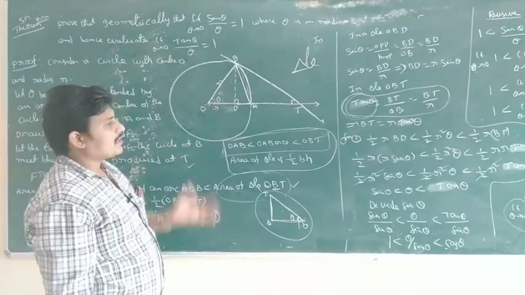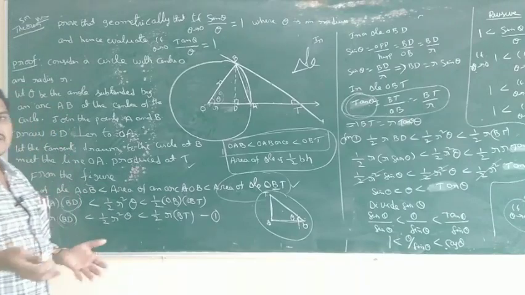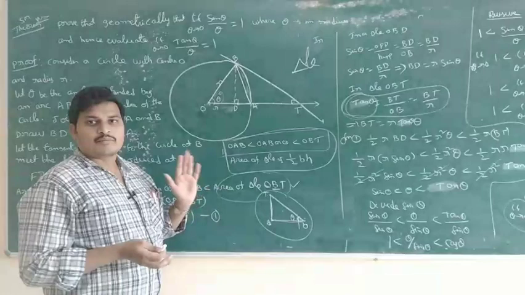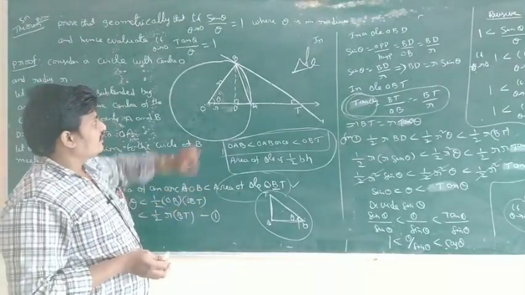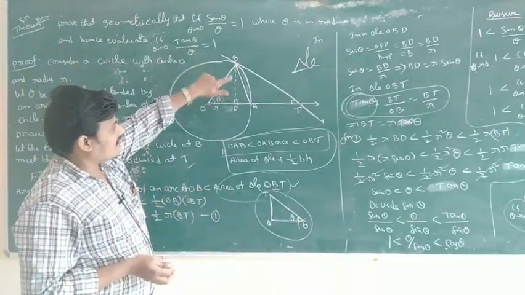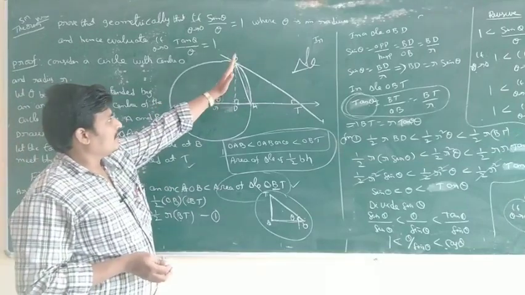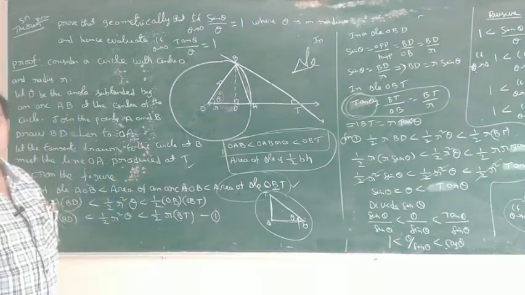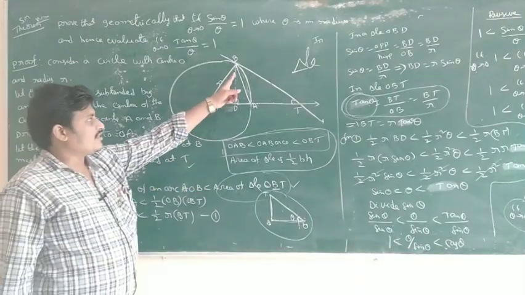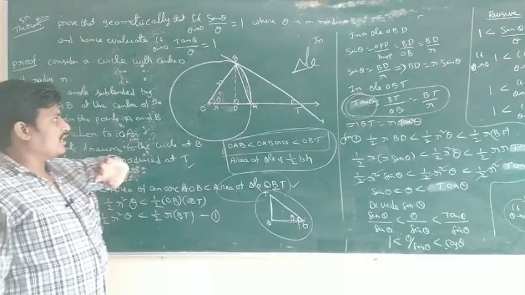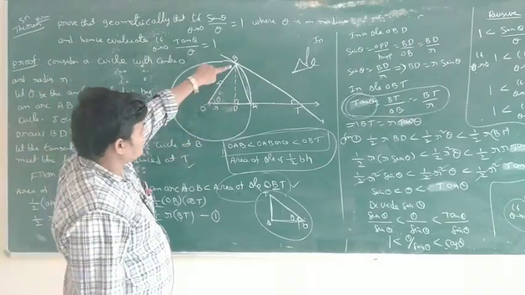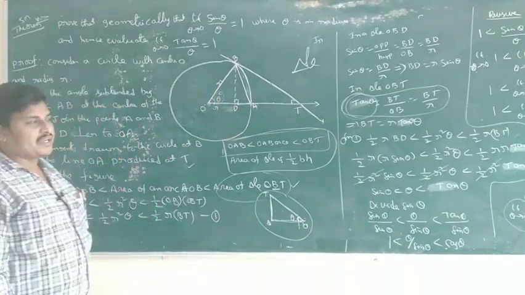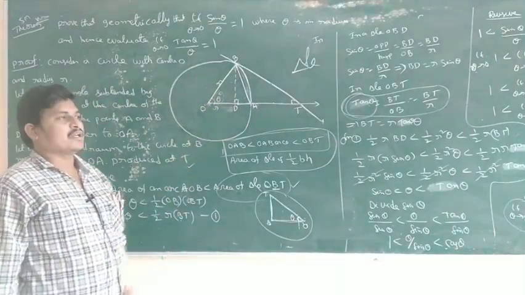The base is fine, but the area is base into height. Where is the height? The height is compulsory and must be perpendicular. Here there is no perpendicular line, so that's why we draw the perpendicular line BD.